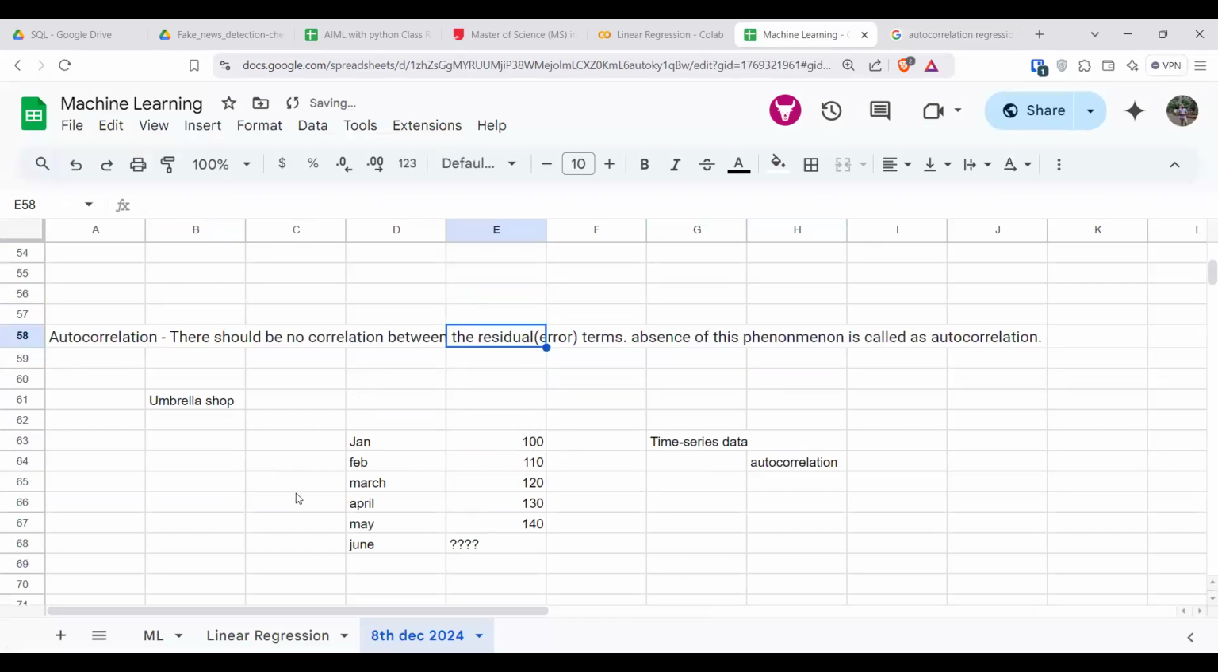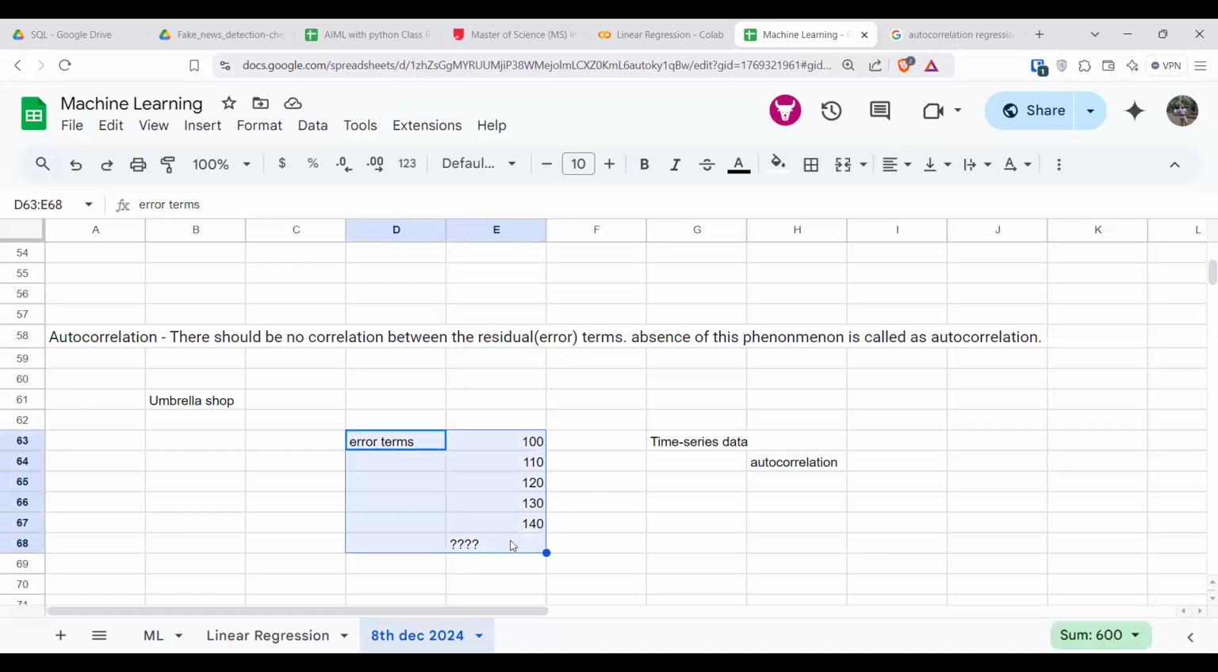But what does your linear regression say? There should not be autocorrelation between your residual error terms. So suppose these are the error terms that you have. It should not be correlated, right? For an example, if the first error term is 100, second is 110, then it's 120, 130, 140. It should not be autocorrelated. There should not be a correlation between them, right?